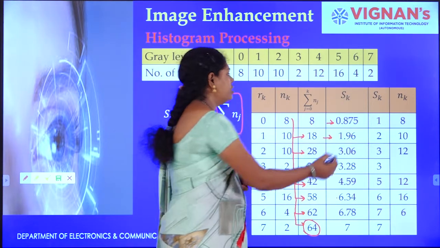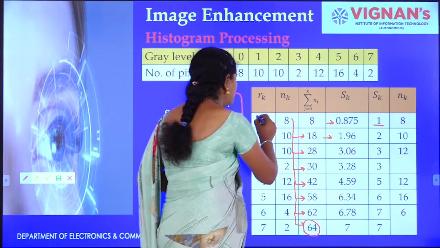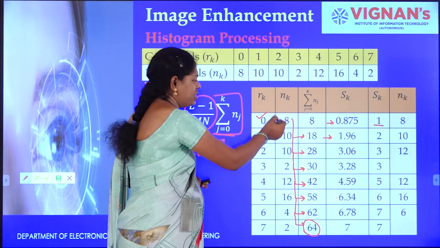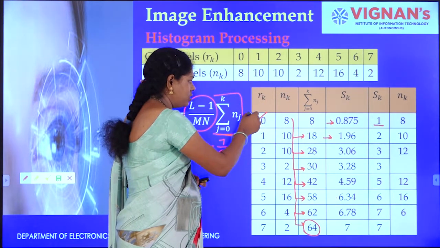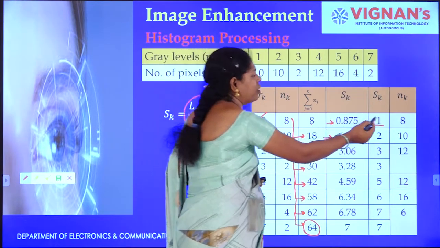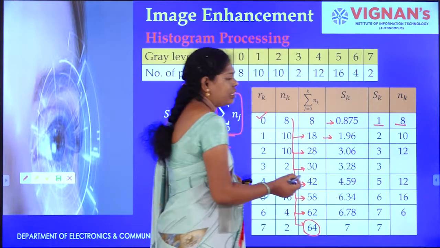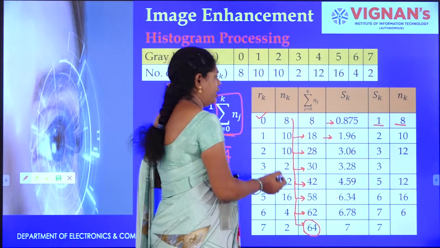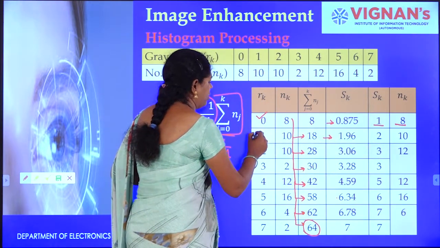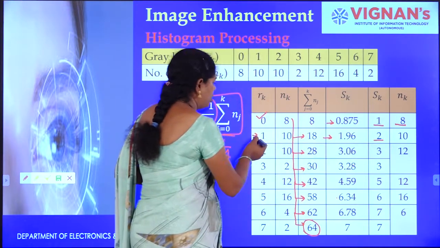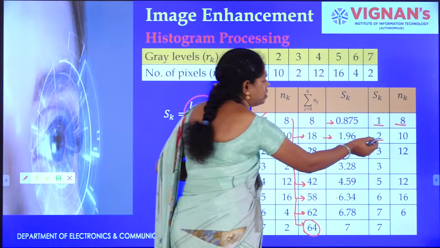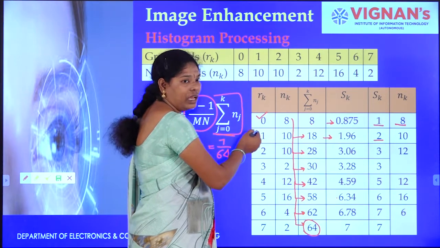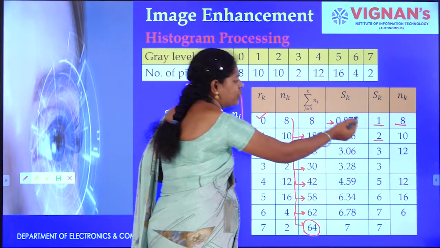Now see, this 1 is mapping to 0. So here, how many zeros are there in the image? 8. So the 1 is mapping to 0, so the 1 will be 8. Now for the histogram equalized image, the intensity value 1 is repeated 8 times. Next, the 2 will be mapped to 1. So here the 1 is 10 times, so the 2 is also 10 times. That is, for the original image the intensity value 1 will be replaced with 2.